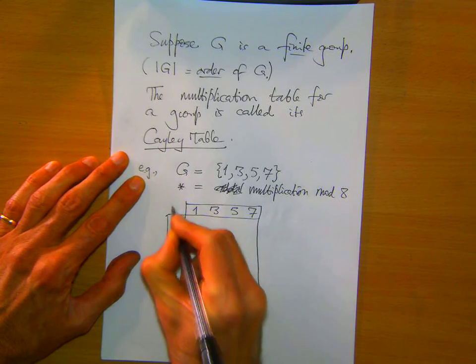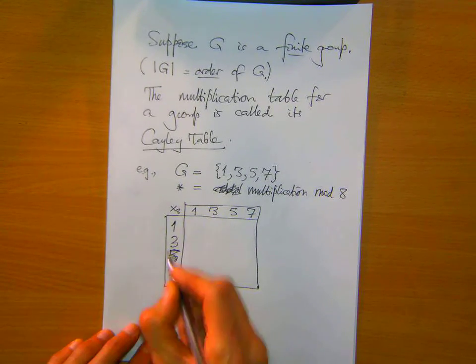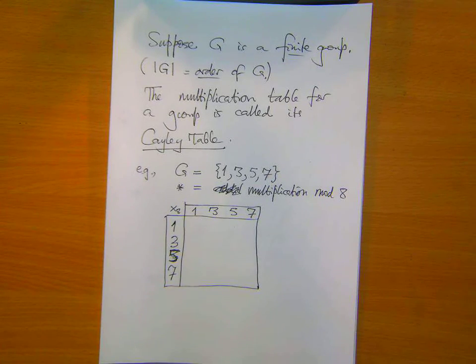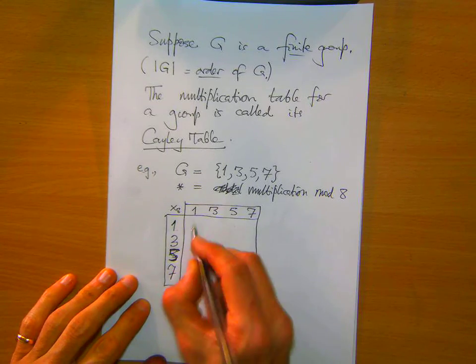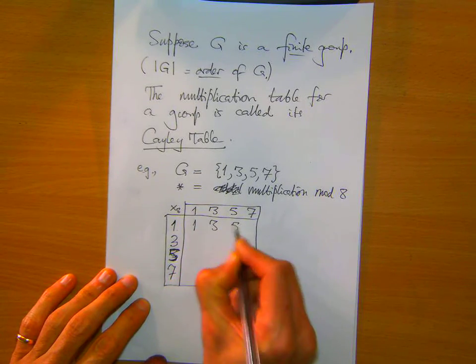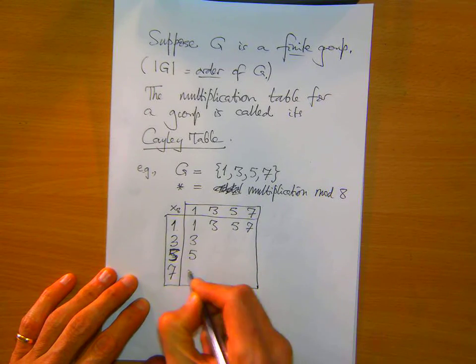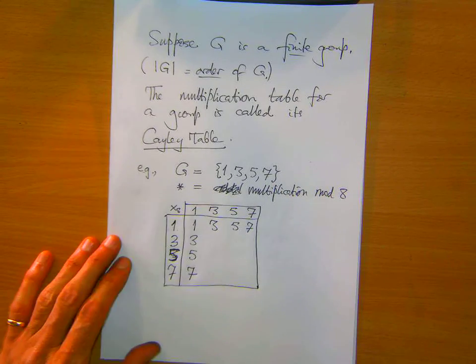So this is multiplication modulo 8. Sorry, that's a 5. So there are four elements in the group. It's a group of order 4. So there's going to be a 4 by 4 Cayley table, and we actually filled this in. One is the identity element, so we get the top row and the left-hand column for free. I would always fill that in first, and then you just have to compute.